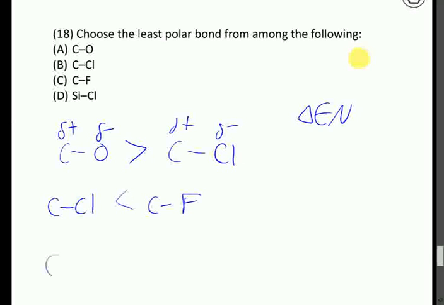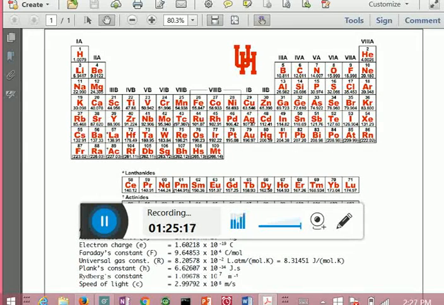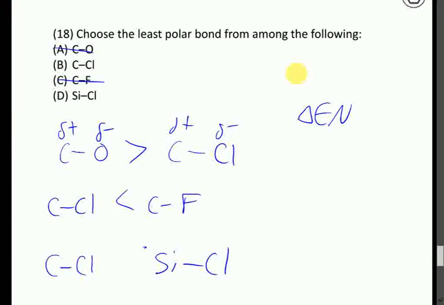And then finally, if we compare that one, so far carbon-chlorine is winning. But if we compare carbon-chlorine to silicon-chlorine, here they have a common atom, chlorine, which is more electronegative than both carbon and silicon. So if we move down the periodic table, silicon is less electronegative than carbon, which means it's going to have a larger difference in electronegativity compared to the carbon-chlorine. So this one's more polar, which means carbon-chlorine still is our winner.